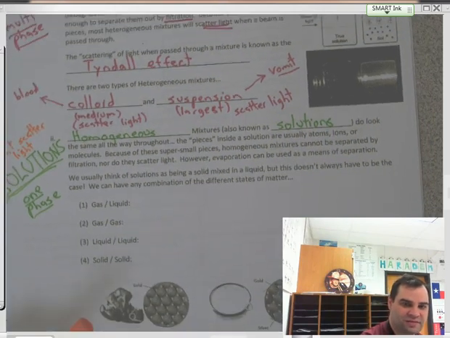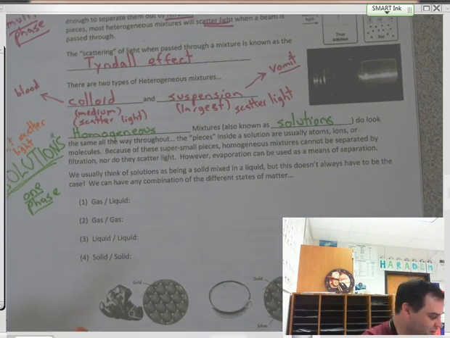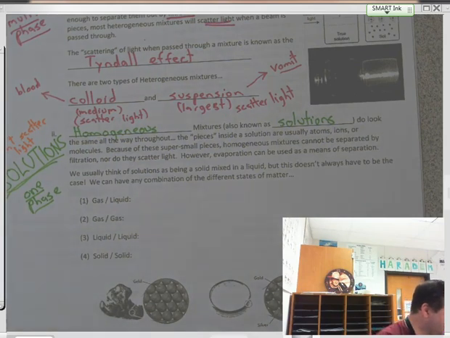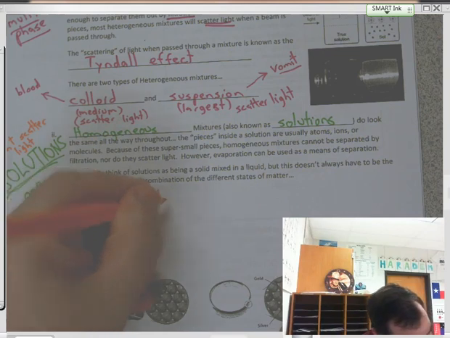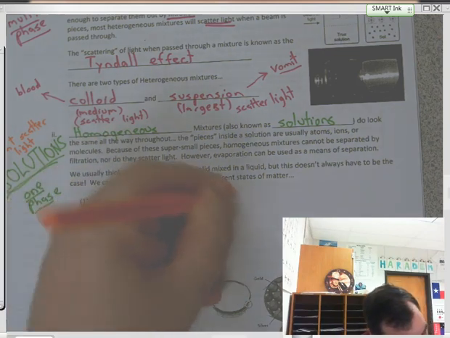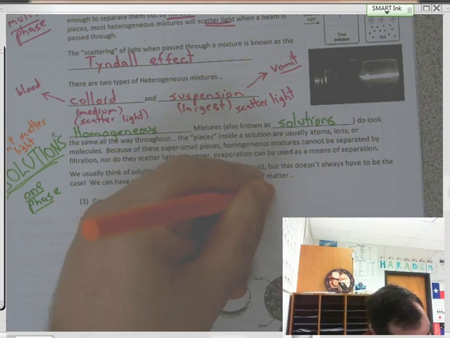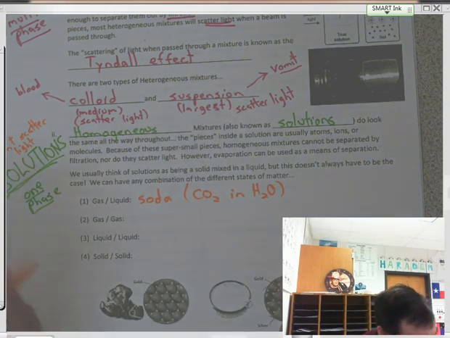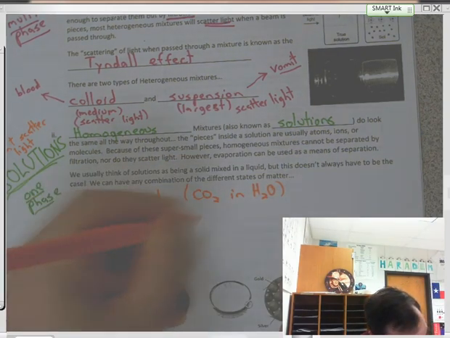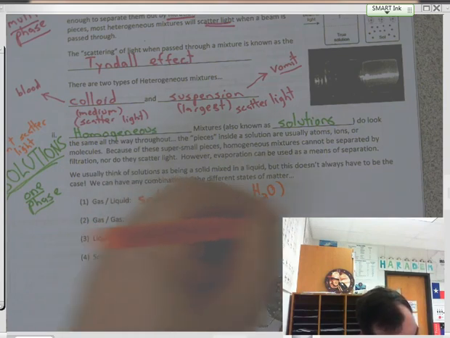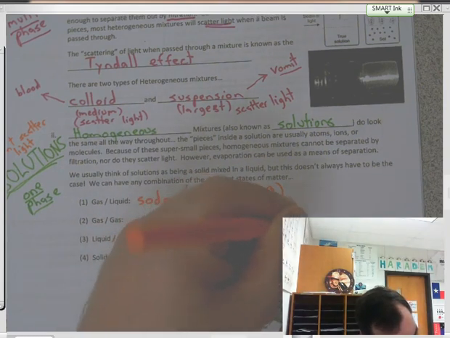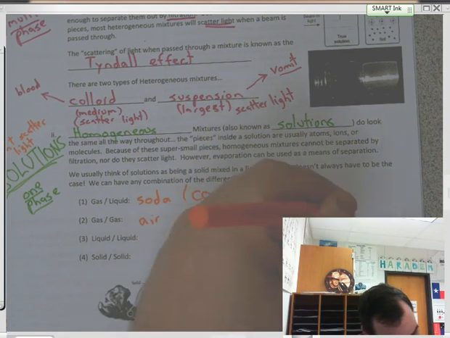Now, usually you think of solutions as solids and liquids, but there are other possibilities here. You can put gas into liquids here. That would be an example of soda. That would be CO2 in water. You can do gas and gas. That would be air. Air has nitrogen, oxygen, some water vapor in there, some carbon dioxide, and etc. Those are the main components of air.